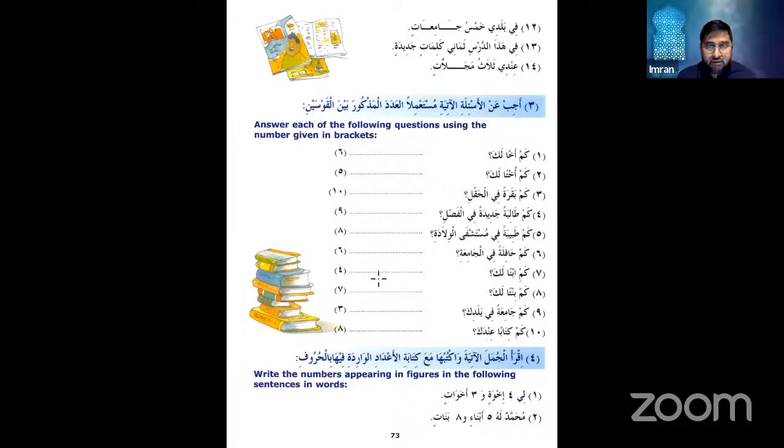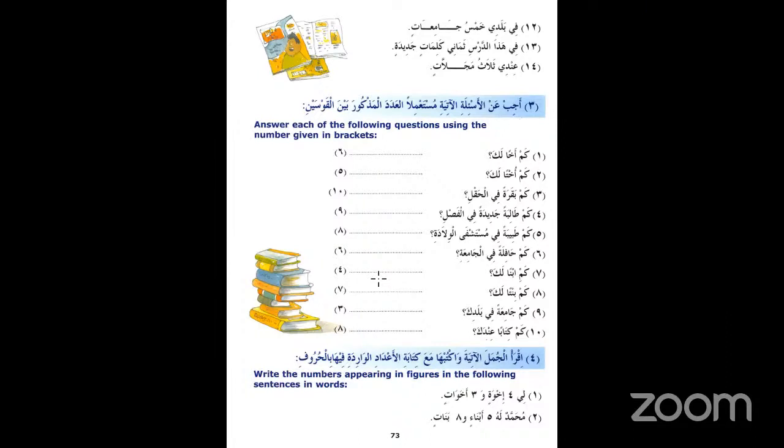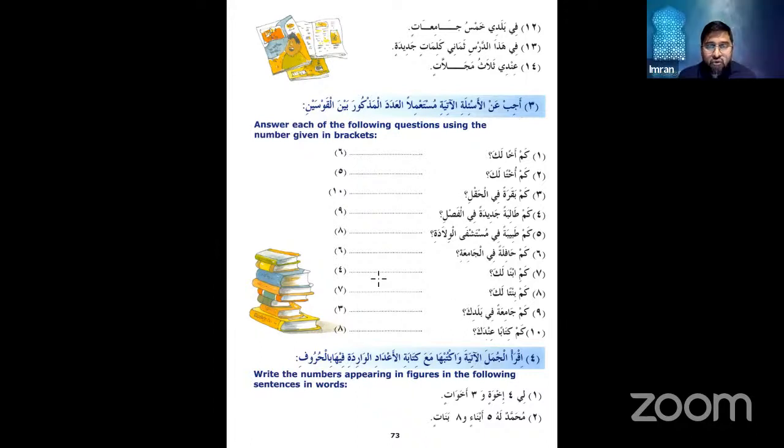كم كتابا عندك? How many books do you have? عندي 8. So كتابا is masculine, so you need a feminine number. عندي ثماني كتب. Excellent. عندي 8 كتب. Excellent. Correct answer.